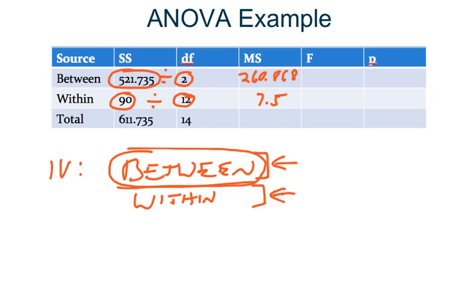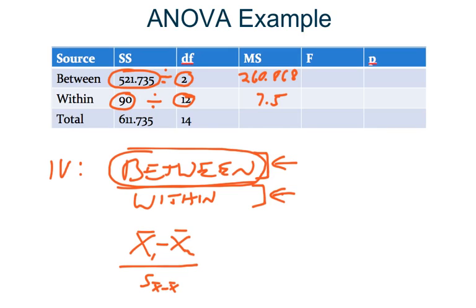If those two values are very similar, then we say, yeah, they're both measuring error. There's really nothing different about the two sources of variability. But if our IV has an effect, then between groups variability should be much larger. Similar to the t-test, where we took x bar minus x bar, the difference between two groups, and divided that by the average variability between two groups. So we're taking the variance between groups and dividing it by the average variability within groups.